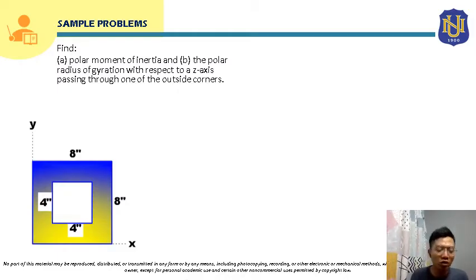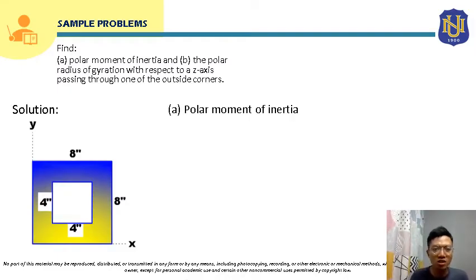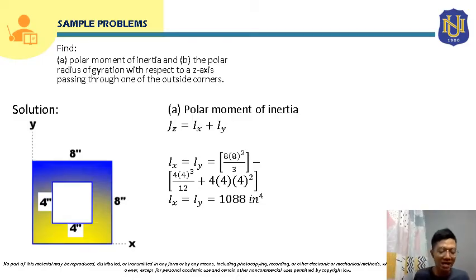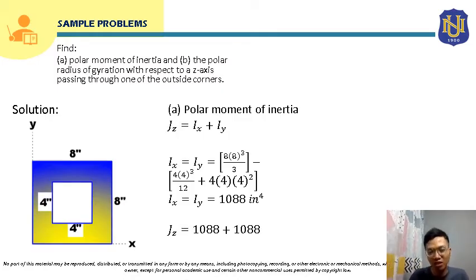So the first one that we're going to solve is the polar moment of inertia. We are going to solve for Ix and Iy, since the formula for this is Jz is equal to Ix plus Iy. Now, since this is a square and the hole here, or the punch here, is also a square, the moment of inertia with respect to the x and y axes will be equal. They will just be the same. So we can say that Ix equals Iy.